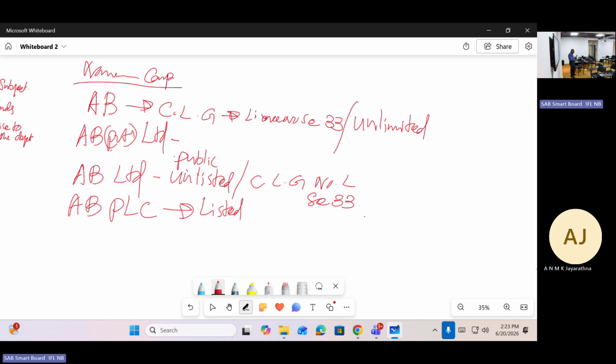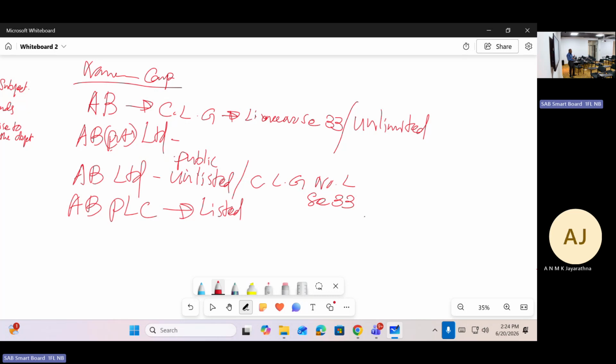If it is an unlimited company, liability is unlimited. Shareholders' liability is unlimited. Can they issue shares? They can issue shares. Only one type of company cannot issue shares. That is the company limited by guarantee. They cannot issue shares. Therefore, no shareholders. Therefore, the owners are named as members of the company.